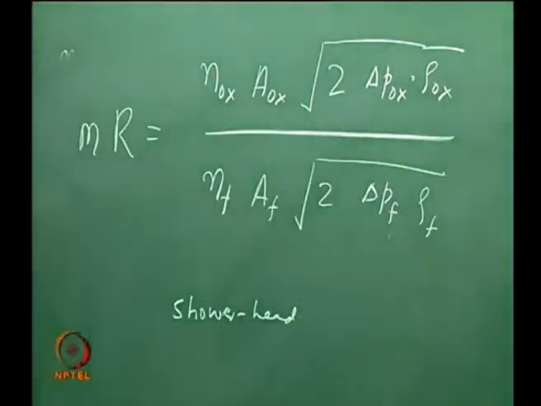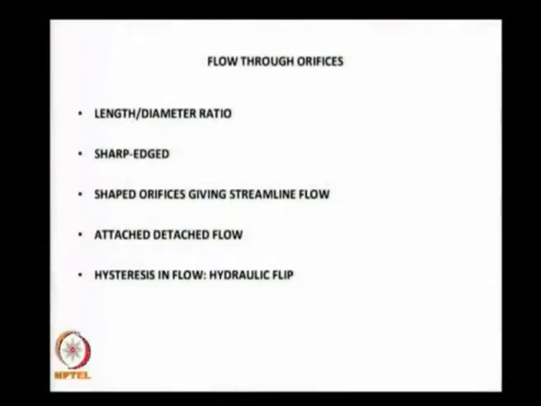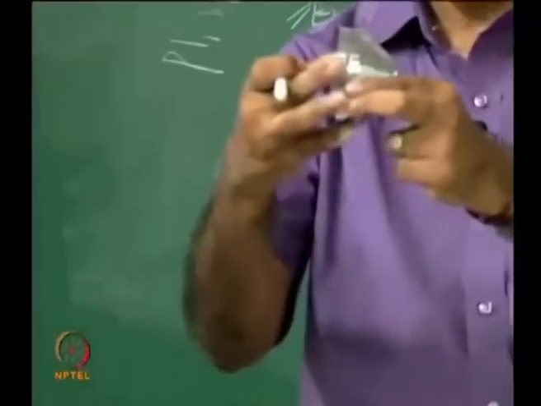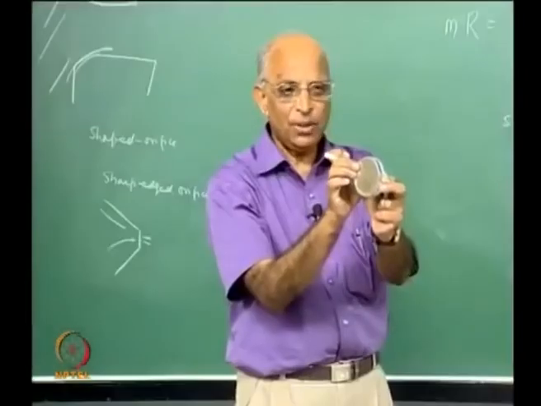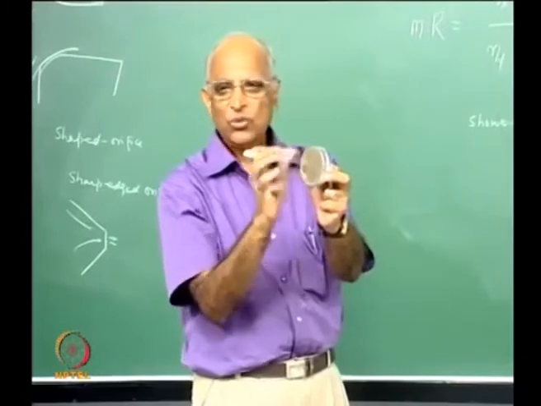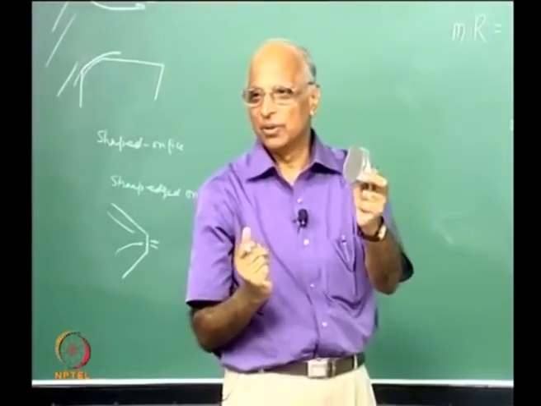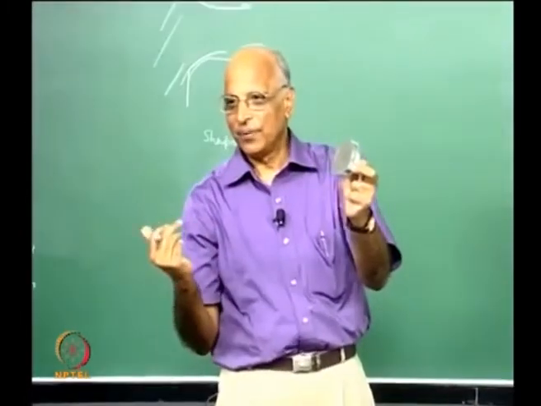But this shower head teaches us one more lesson. I told you this is the manifold and this is the orifice, and this is where it is. I have a particular manifold volume. What should be this volume in a rocket chamber? Should it be large or small?